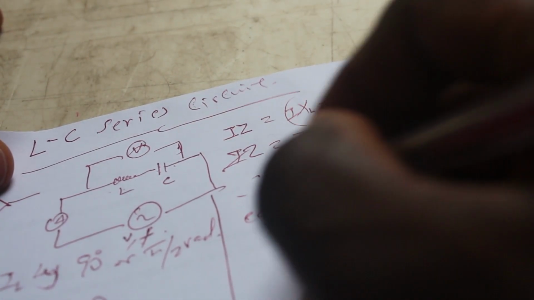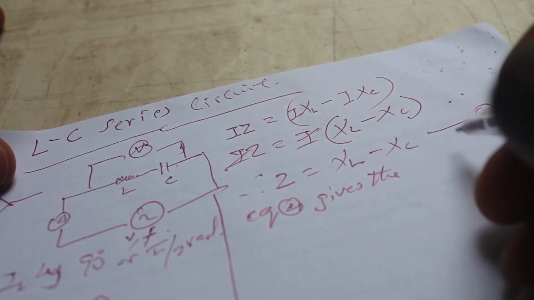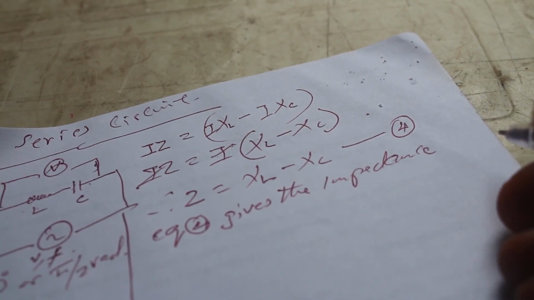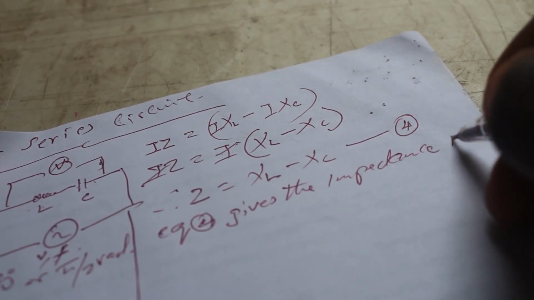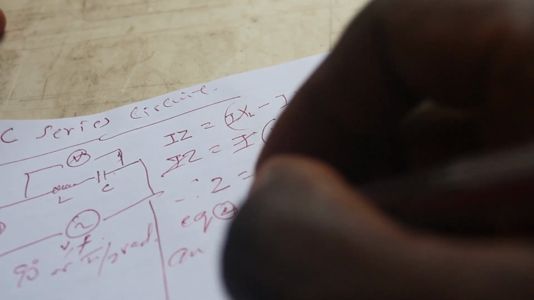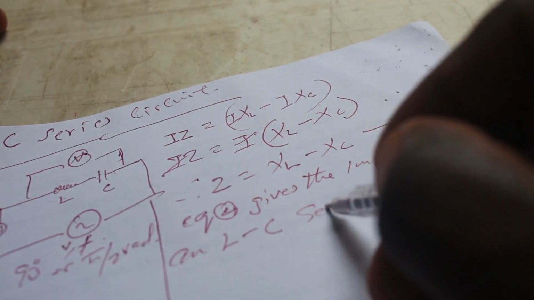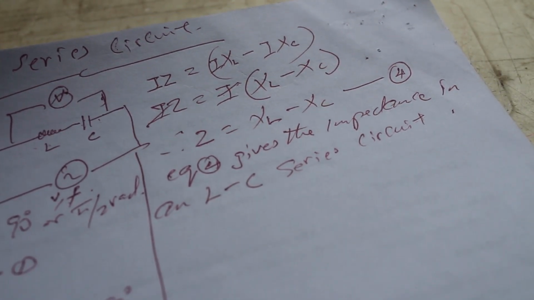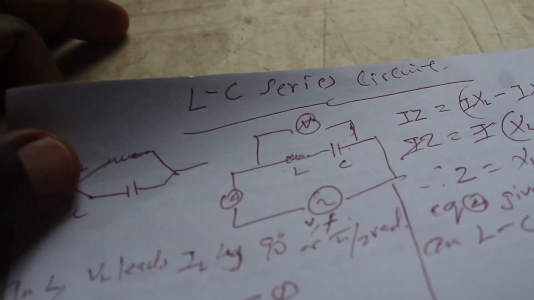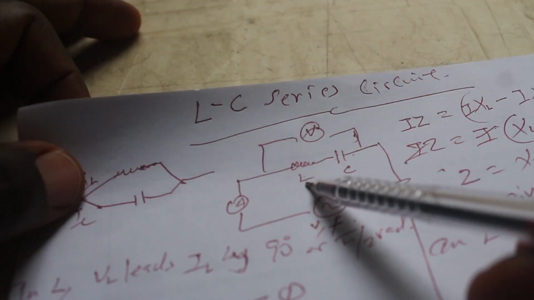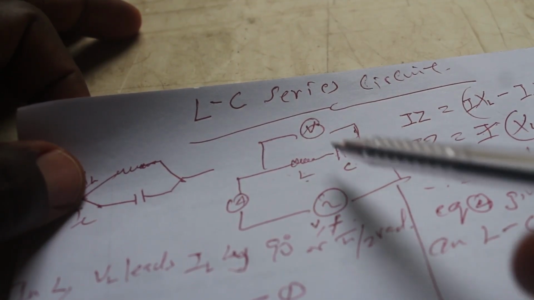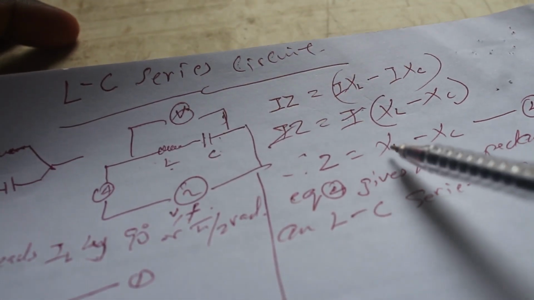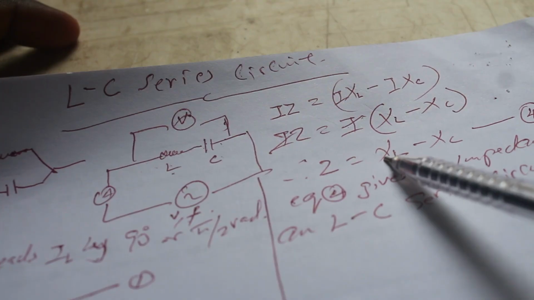Now, equation 4 gives the impedance in an LC series circuit. So in an AC circuit where you have the inductor and capacitor connected in series like you have here, the total impedance, the total reactance, is the same thing as XL minus XC.